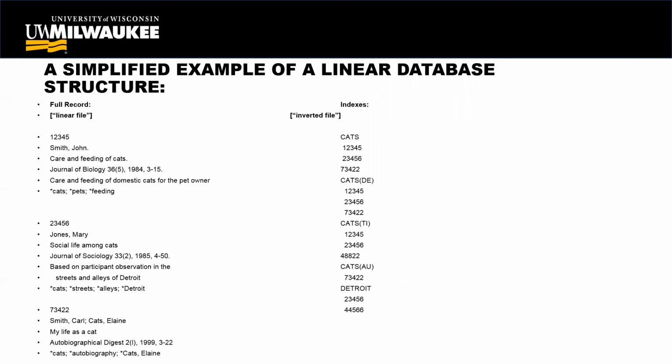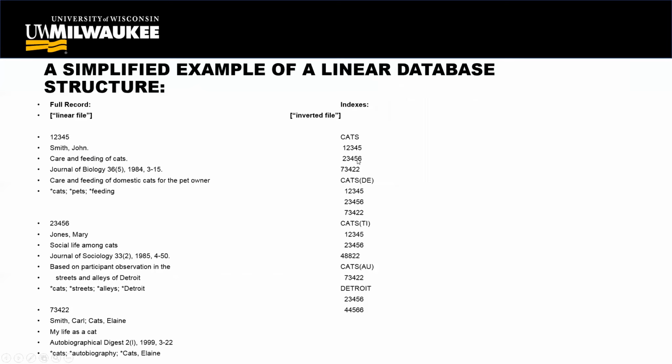And a simplified example of a linear database structure is like that. So that just gave you an example of the inverted file. You can tell this document is called 1, 2, 3, 4, 5. Okay, author Smith John and title Care and Feeding of Cats. And this is the journal, and this is about the abstract. This is about description.